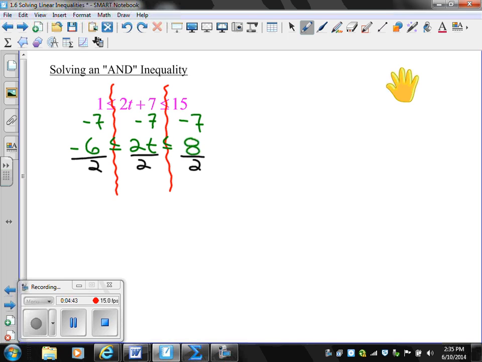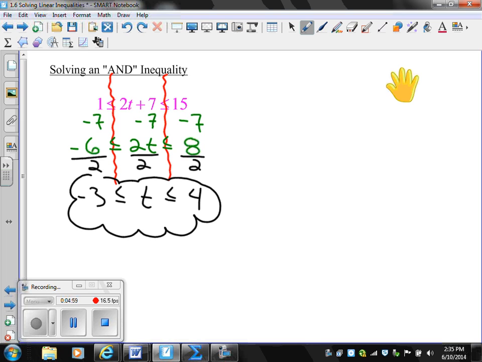And I get -3 is less than or equal to t is less than or equal to 4. And again, I can keep all these things nice and separate. And now I've got t all by itself, and there's my solution to my compound inequality. And what I'm going to do now is graph this solution as well.